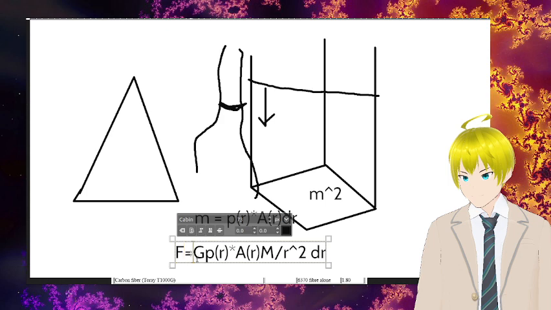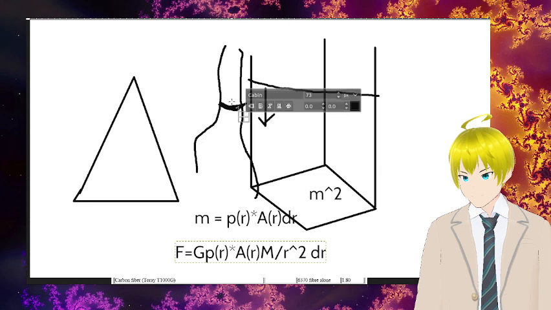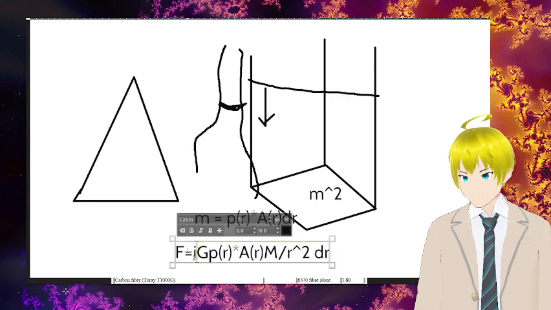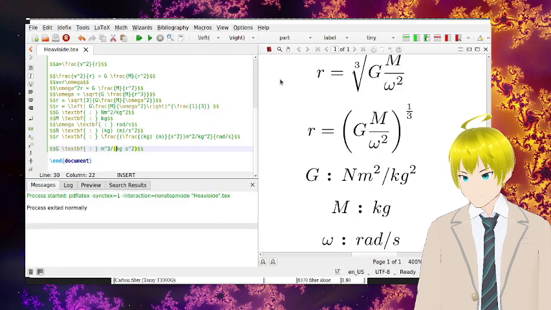Anyway, this is going to be an integral, because we're going to have to add up every single slice. We have it for one slice, but we need it for every slice. So this is going to be an integral from r0 to our final radius, what do we call it, rg or something. So we can write this in LaTeX. You can see why LaTeX is so much better, because it compiles it into a nice formula.